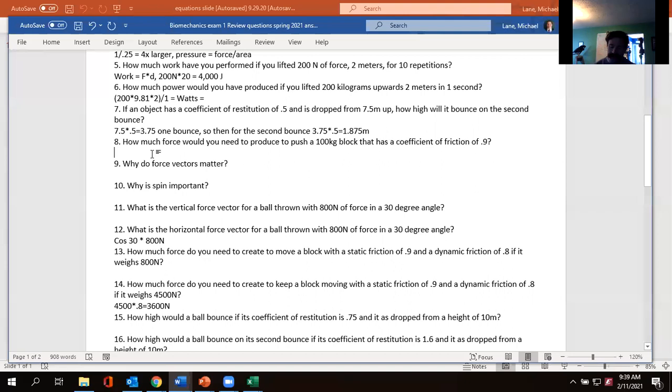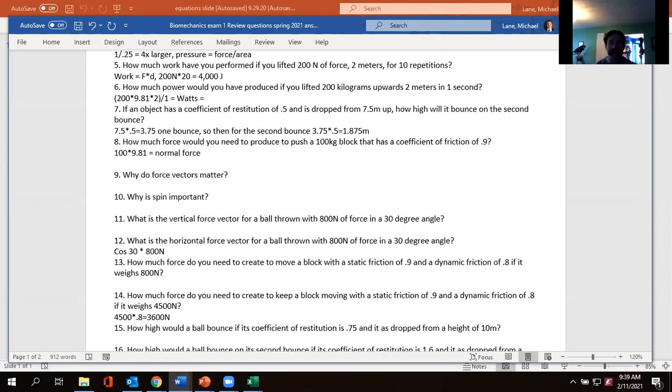All right, so we need to get the normal force. So we need to take that 100 times 1.9 to get us the normal force. And now in order to get it to move, you're going to take that normal force, which is effectively 981, multiply it by 0.9. And that's going to equal the force needed to move the block.